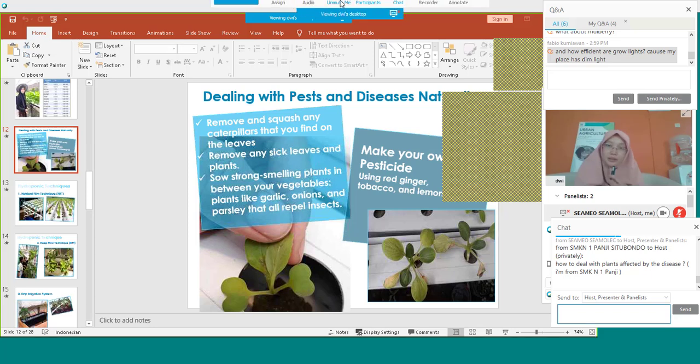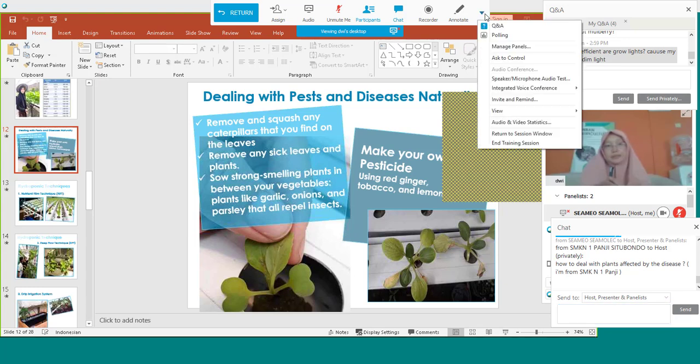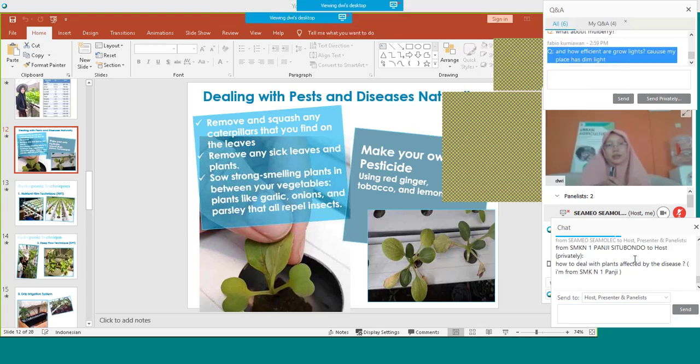From SMK 1 Bondowoso: how to deal with plants affected by disease? Okay, like the information before, we can make our organic pesticide by boiling red ginger, tobacco, and lemongrass together, and spray the liquid onto the plant contaminated by pests or disease. This is also important: we have to remove and destroy the sick leaves and also the plant.